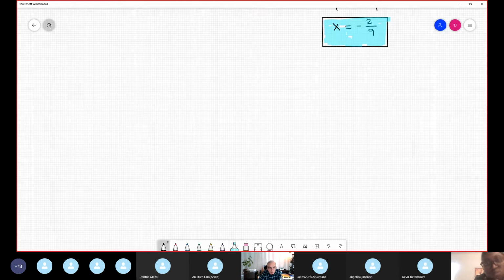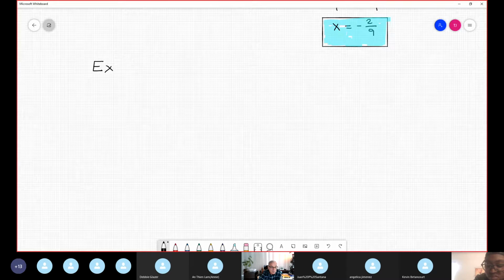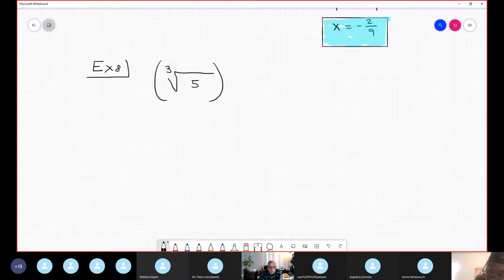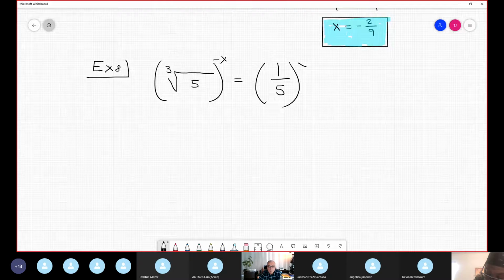Example 8. And that's it for the exponential equation in this approach. Okay, suppose this example: the cubic root of 5 raised to the minus x, negative exponent, is equal to 1 over 5 raised to the x plus 2. This is the exponential equation.